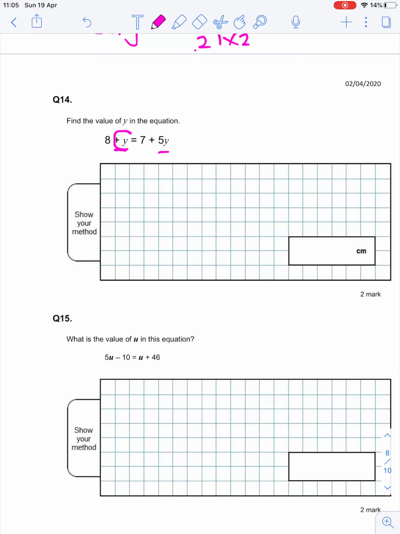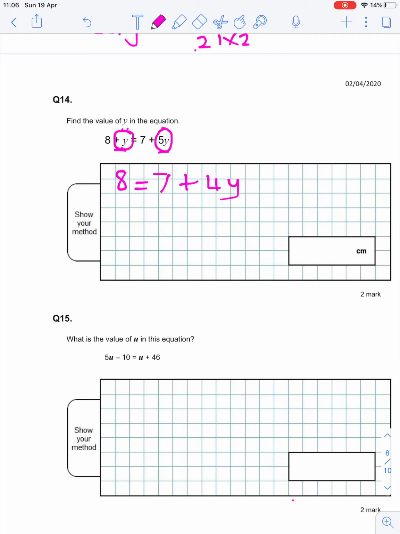So in this case, I'm going to take this y and I'm going to take it away. So it'll be 8, I'm going to take that y away from that side, but if I take it from this side, I need to also take it from this side. So 8 equals 7 plus, and I'm taking one y away, not all 5, just one, because there's only one over here, 4y.